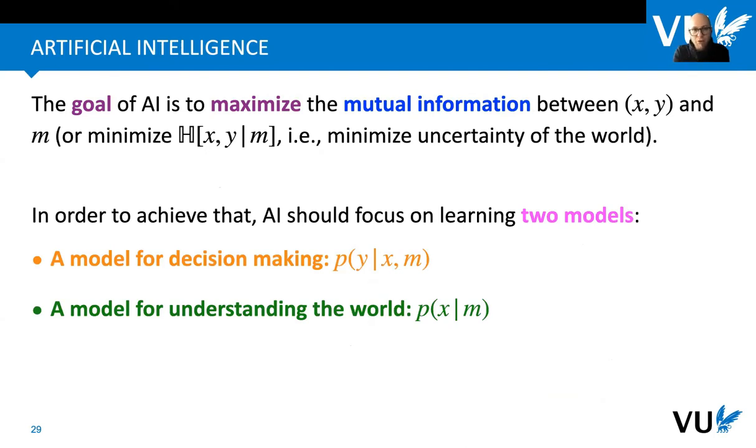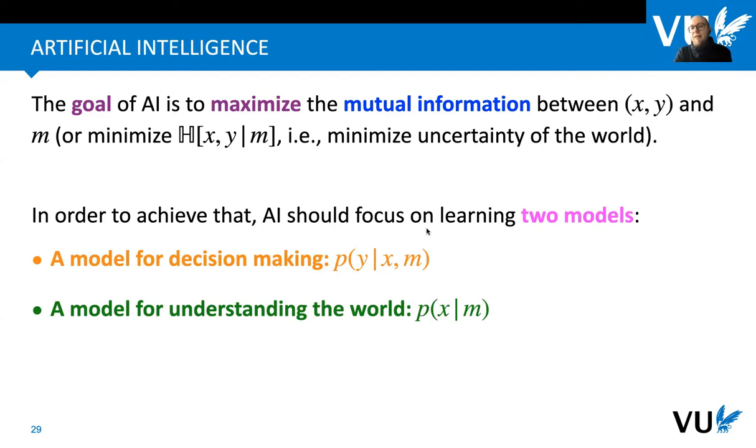I would claim that in order to achieve this goal, to minimize the uncertainty of the world for a given model, the AI system should focus on learning two models: first, a model for decision making, and a model for understanding the world. So this is my takeaway message. This is my perspective, and of course, we can disagree, debate, and discuss it. But I think this is something very natural that comes out from this short discussion.